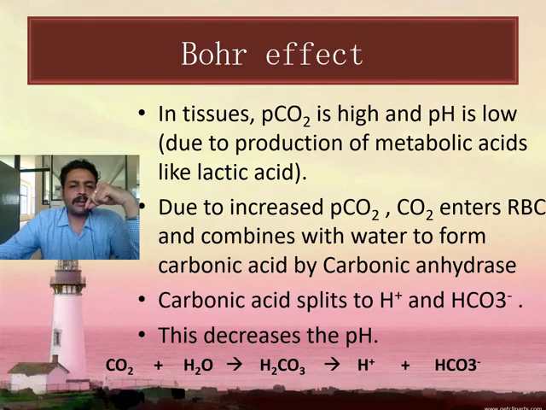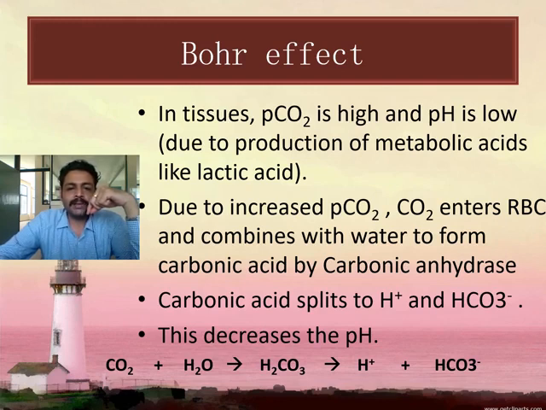The next factor that affects the oxygen dissociation curve is the Bohr effect. It is an important 2-mark or 5-mark question. See, in tissues, the PCO2 level will be high because oxygen is used up, and due to metabolism, the cells are releasing carbon dioxide. And pH is low because a greater amount of lactic acid and pyruvic acid is produced due to metabolism. So the pH is low.